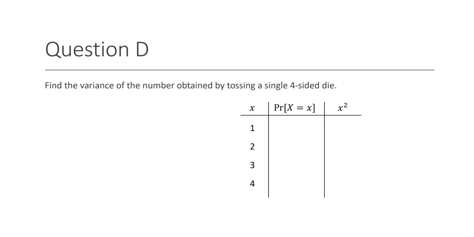Well, to toss a single four-sided die, each number that you get comes up with a probability of 1/4. So you have a 1/4 here, a 1/4 here, a 1/4 here, and a 1/4 here.